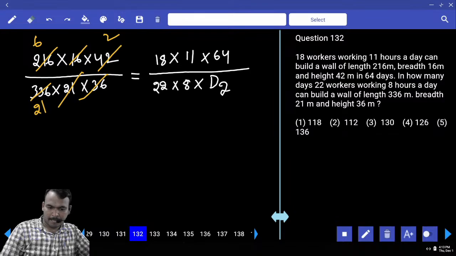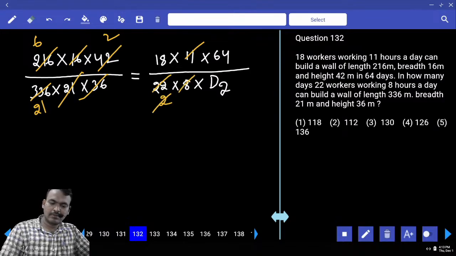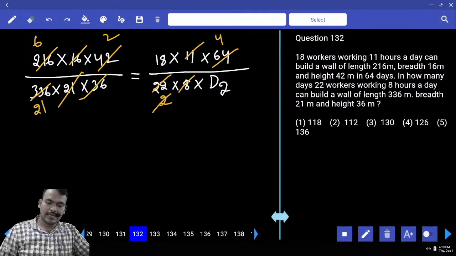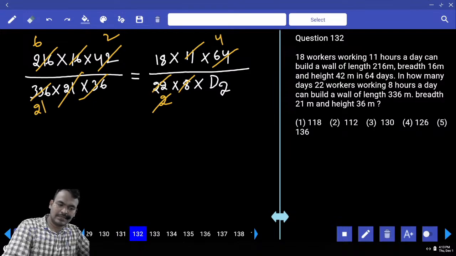Next, 11, how many times 22? 2 times. 2 8s are 16. 16, how many times? 4 times or not? Any other cancellation? 6 2s are how much? 12. 4, how many times directly? 3 times. 3, how many times?